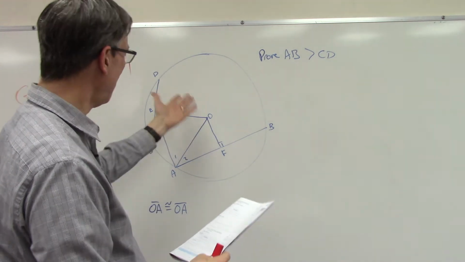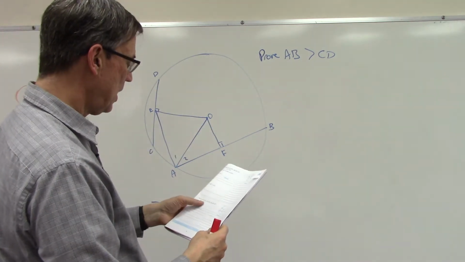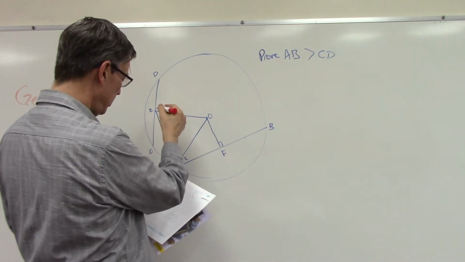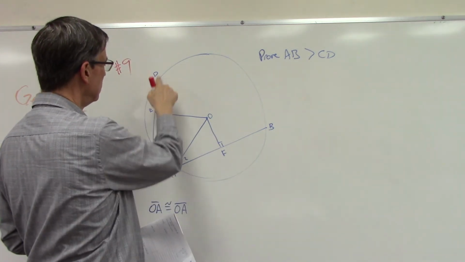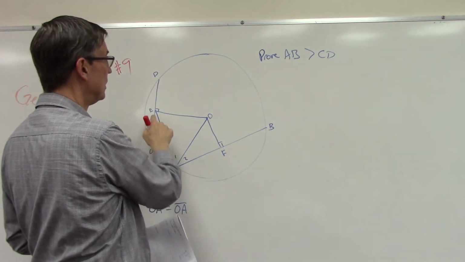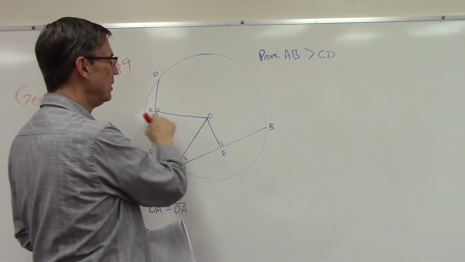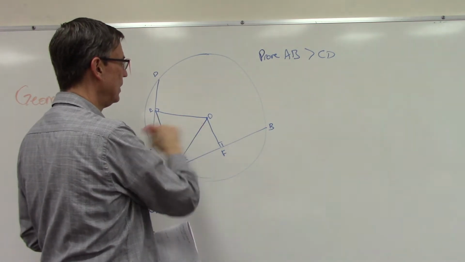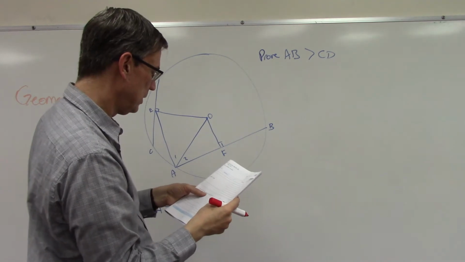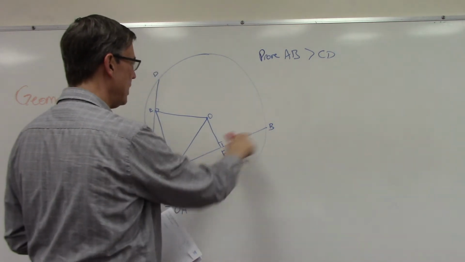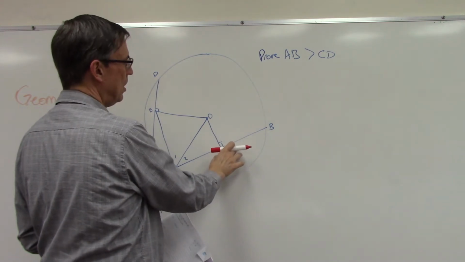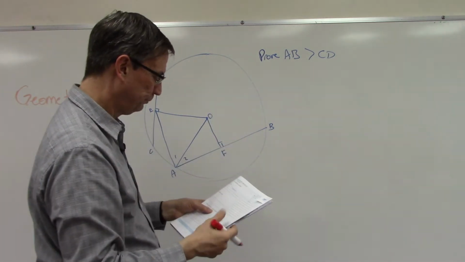Okay, circle O. And it says that OE is perpendicular to CD. So that is the shortest distance from this chord to the center, that line right there. And then we have OF, right? OF is perpendicular to AB, so that means that's the shortest distance between this chord and the center.